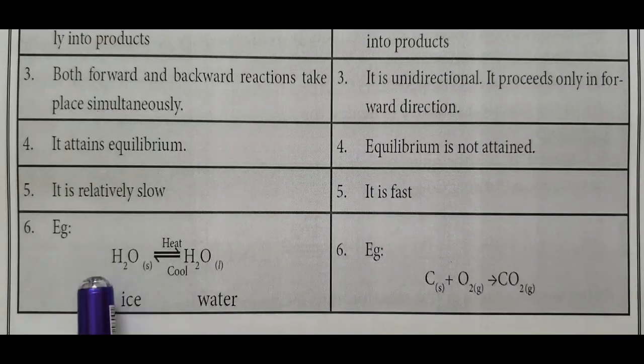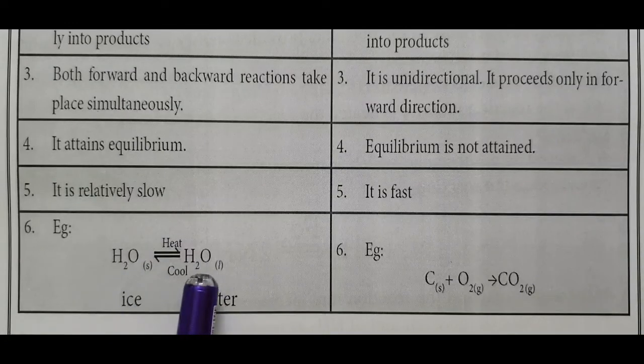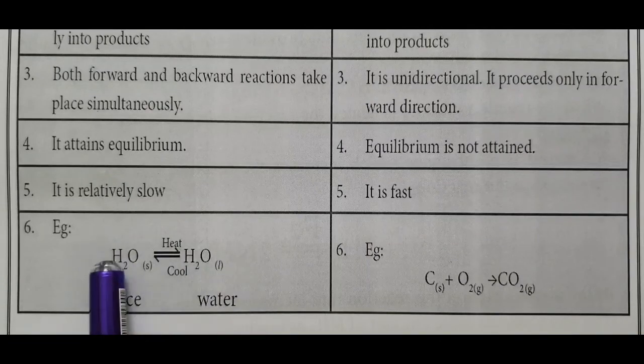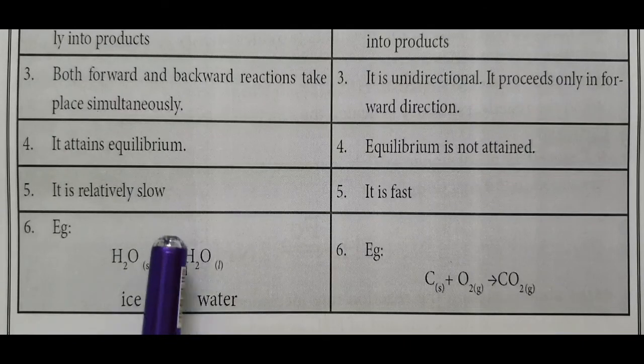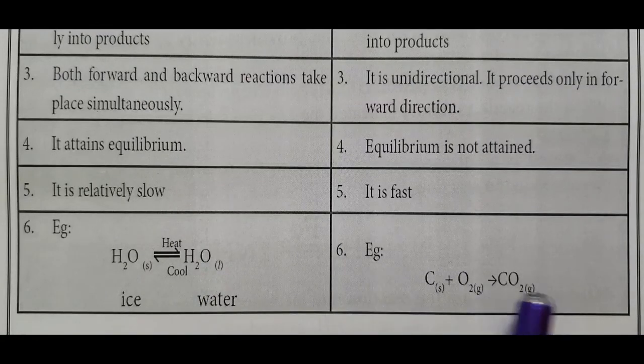For example, H2O solid called ice is in equilibrium with the H2O liquid water. On heating, ice is converted into water. On cooling, water is converted into ice. 2 reactions take place in reversible reaction. One is forward reaction, another one is backward reaction. Irreversible reaction: carbon when burning in oxygen is completely converted into carbon dioxide.